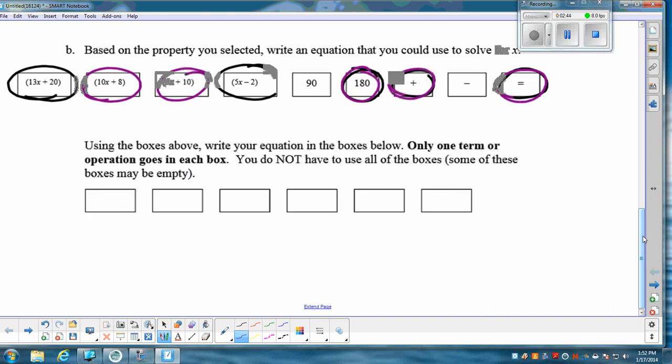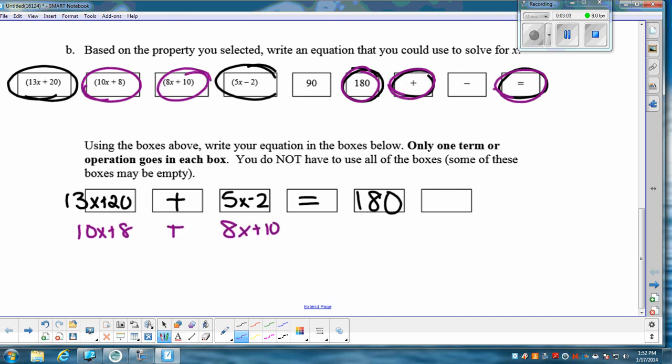So the next one, we have to write out the equation. Well, we already just said it. 13x plus 20 plus 5x minus 2 equals 180. You also could use the purple pair, in which case that's 10x plus 8 plus 8x plus 10 equals 180. Again, you only need one of the pairs.